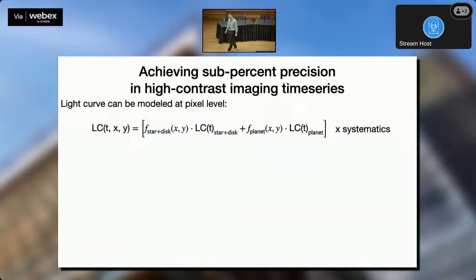To get the light curve of the planet, it's a simple linear equation we need to solve. For each pixel, the light comes from the star, the fraction of light from the star multiplied by a physical model for the star, plus the fraction of light coming from the planet multiplied by a model of the planet. And of course, there is some systematic term we have to deal with.